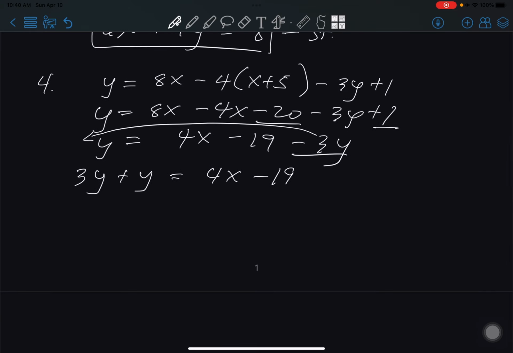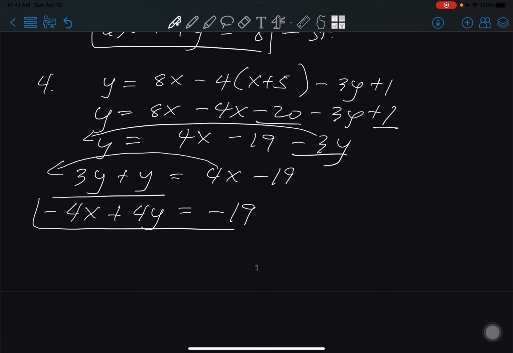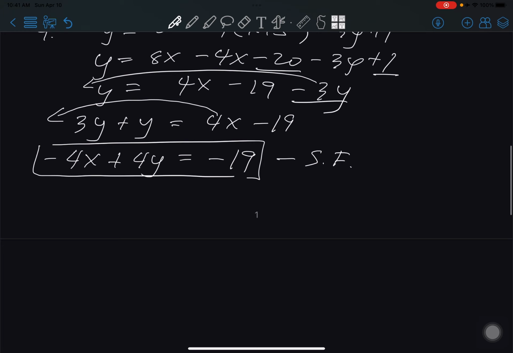And now, we have to transpose your 4x going to the other side of our equation. So we have minus 4x plus 4y is equal to negative 19. So this is now our standard form. Okay? This is now our standard form of our linear equation. We have negative 4x plus 4y equals negative 19.